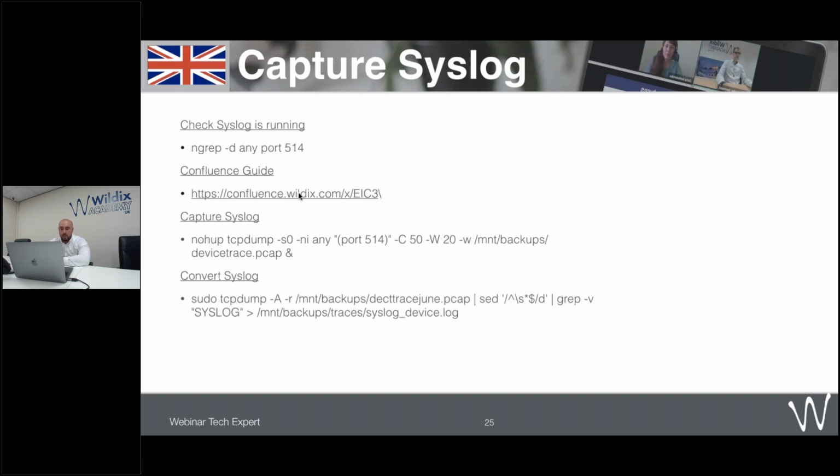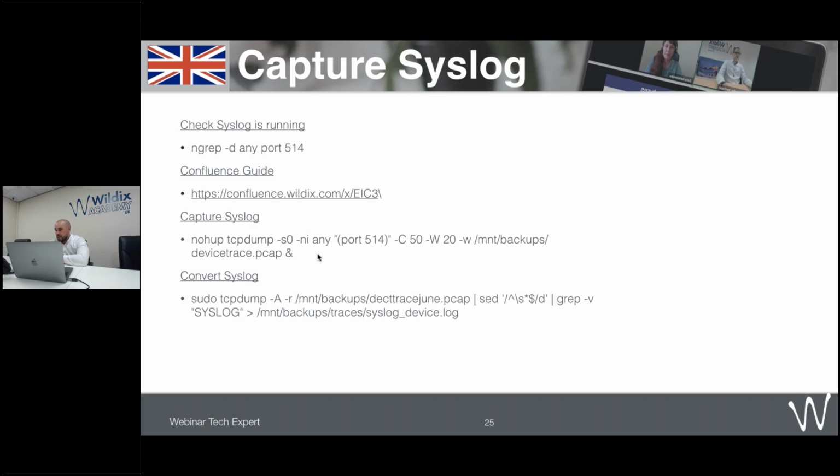Some useful commands to check that that is running. You can use an ngrep command. This one is useful, monitoring on port 514. There's also a Confluence guide here on how to capture a syslog from a Wildix device.